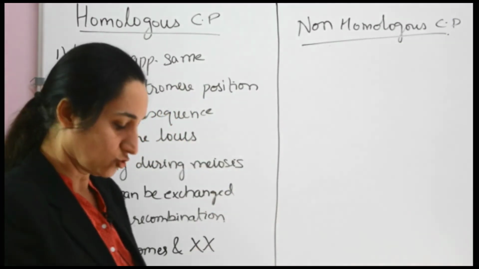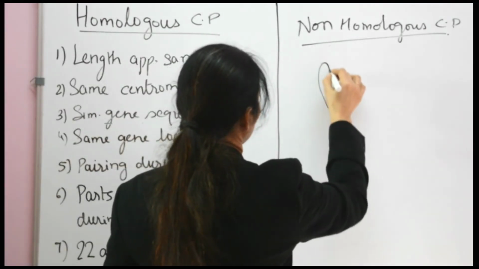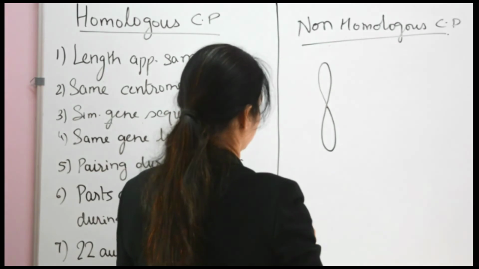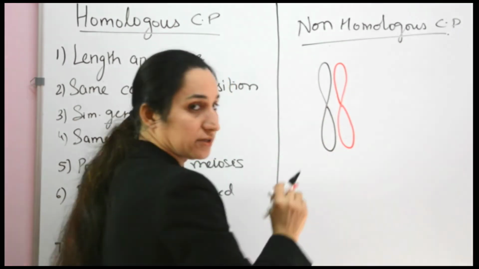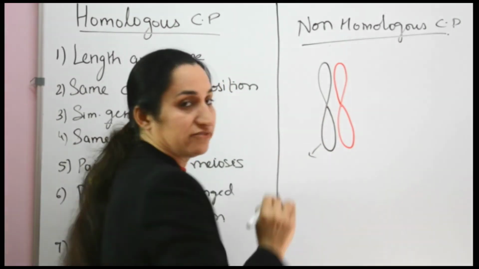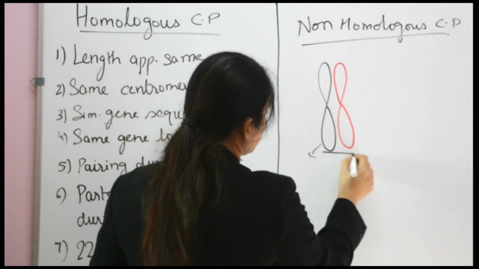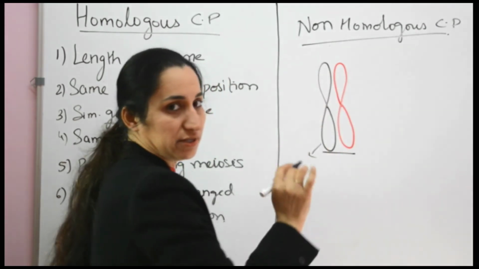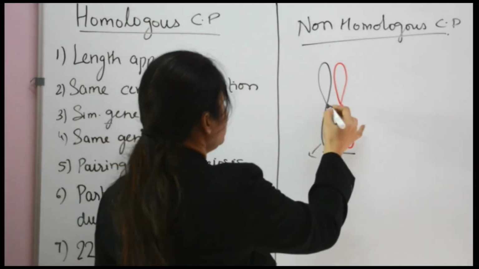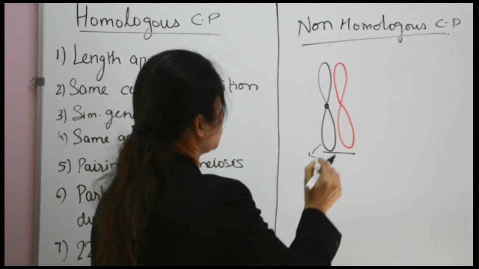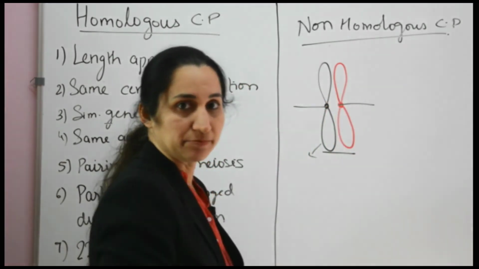The first difference between homologous and non-homologous chromosome pairs is that the length of the homologous chromosome pair is approximately the same. Let us suppose this is the chromosome contributed by the father, and this is the chromosome contributed by the mother, so the length of both will be almost similar. The second one is the same centromere position. Here we can see the centromere position of this chromosome pair is more or less the same.